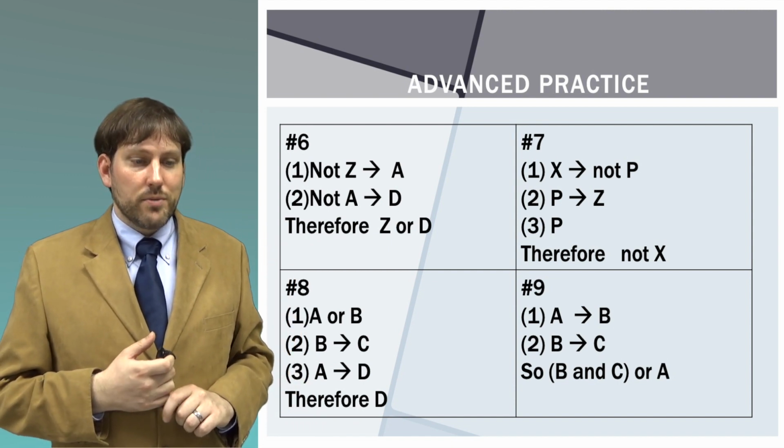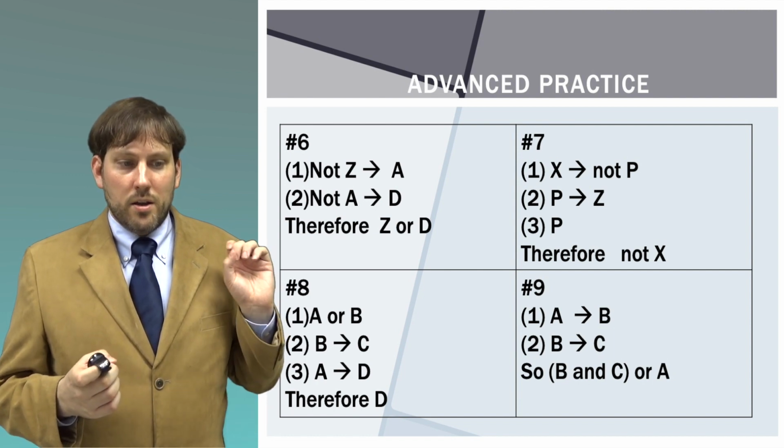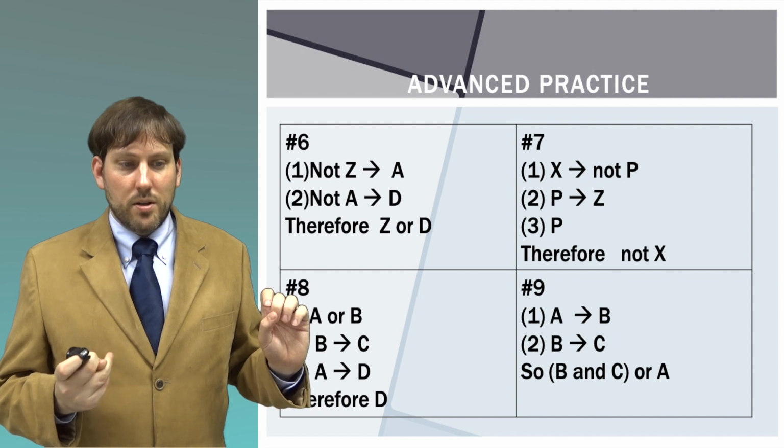Now, for the next one, we know that A is false. That means that we have the second premise, not A, is false.